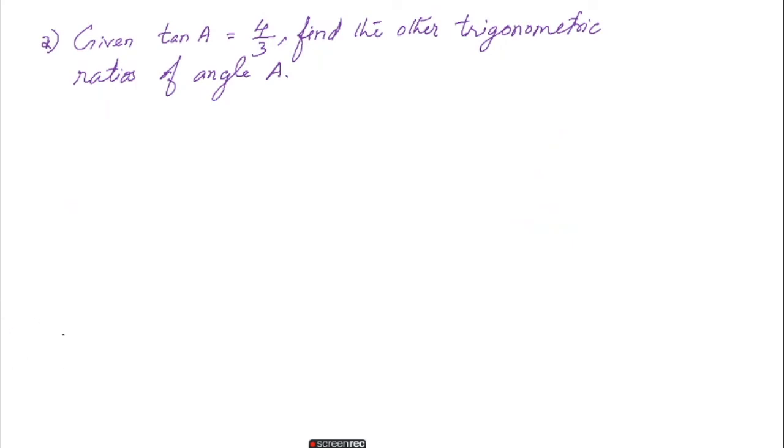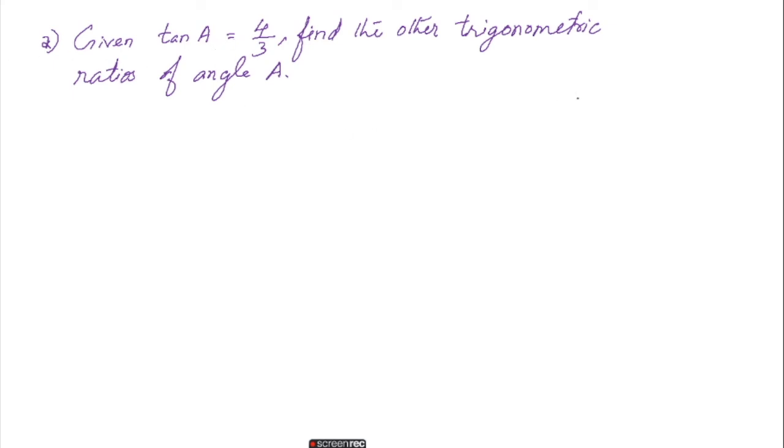Now let us do another problem. Given tan A is equal to 4 by 3, find the other trigonometric ratios of angle A. See, there are 6 trigonometric ratios. One ratio is given, tan A. So the remaining 5 ratios you have to find out.